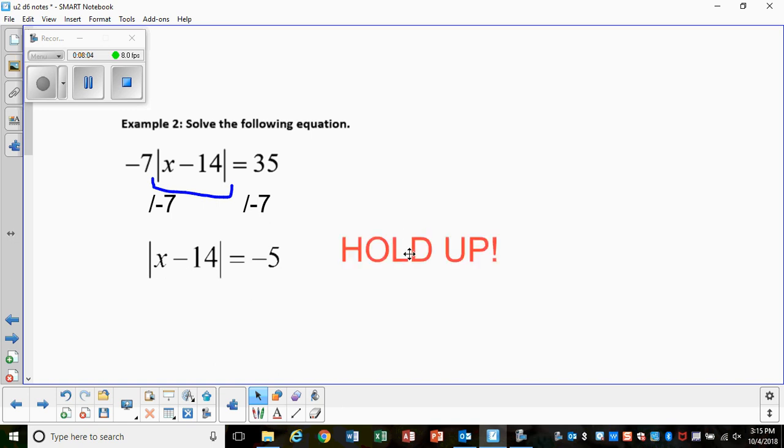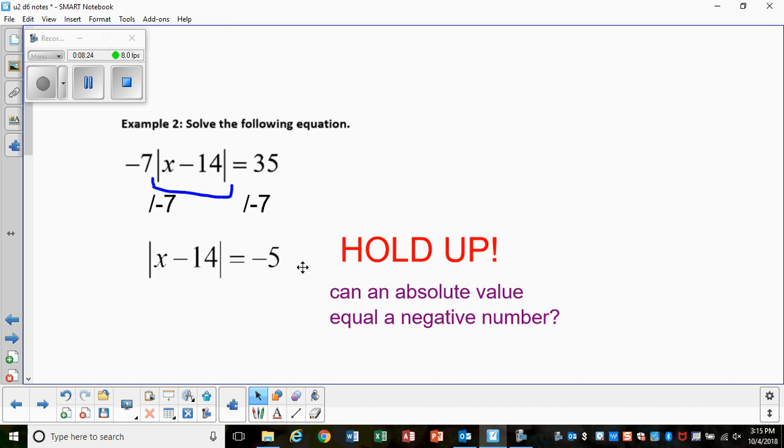Now, hold on a second. Flip back to the front page. What was the very first thing you wrote down? The question you should be asking: can an absolute value actually equal a negative number? Because that's what it says here, that the absolute value of x minus 14, or the absolute value of any number, equals negative 5. Well, no. Absolute values must always equal positive.